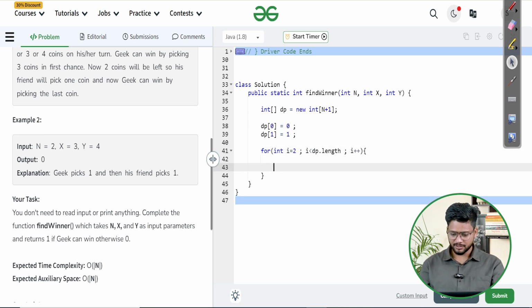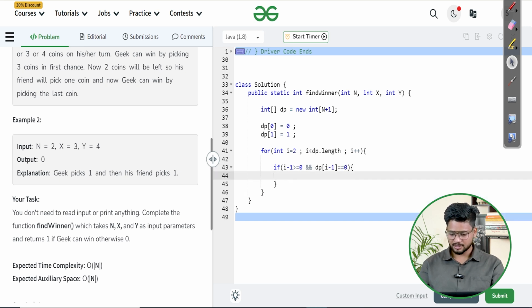So firstly, what do we have to check? We have to check if i minus 1 is greater than or equal to 0, and we have to check that dp of i minus 1 equals 0. What does that mean? Is it possible to take this amount of coins? And if it is possible, what is the answer of the remaining coins? If it is 0, that means the Geek is going to win at this part. dp of i equals 1.